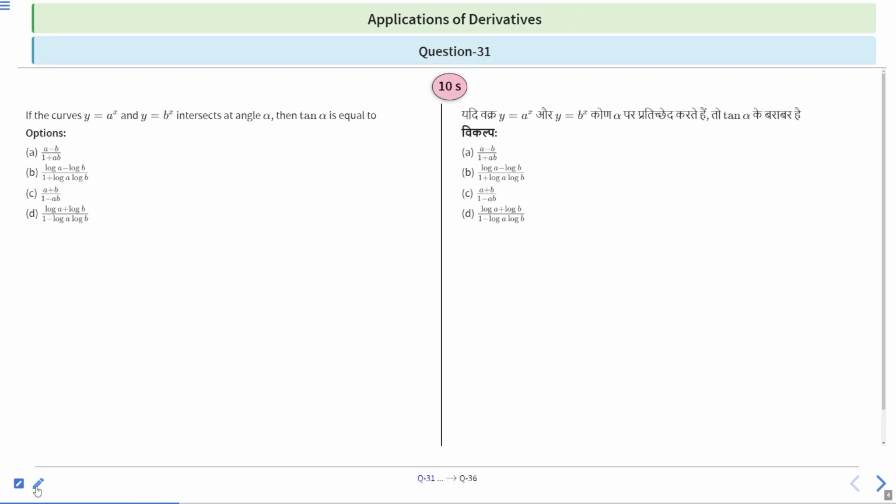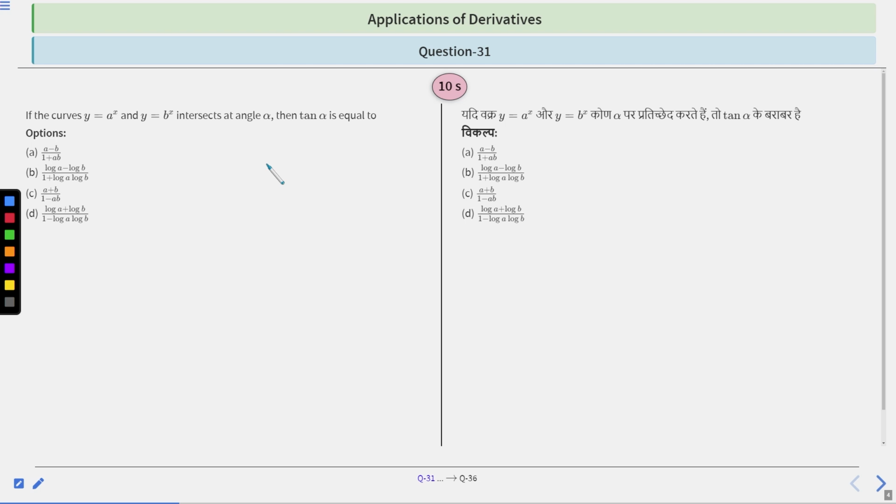So let's start with question number 31, which says if the curves y is equal to a to the power x and y is equal to b to the power x intersect at angle alpha, then tan alpha is equal to. Clear? So the hint of this question is C.